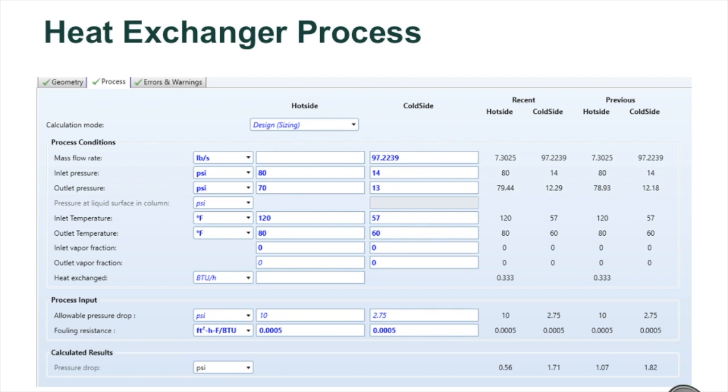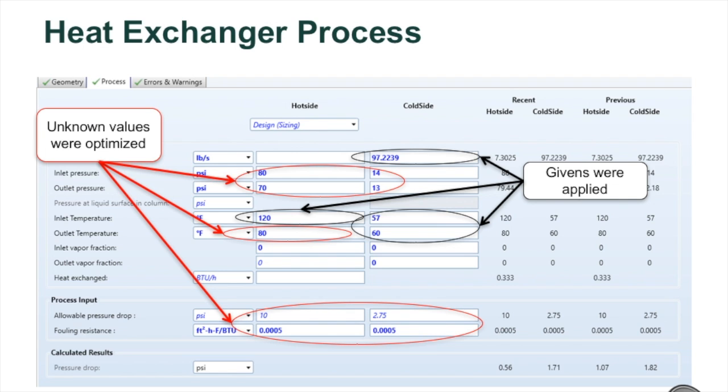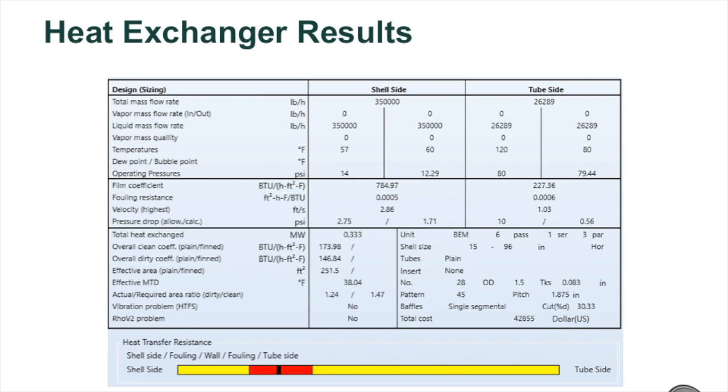During the heat exchanger process, we had to go to the process tab and put in design variables for the cold side fluid and the hot side fluid. We knew variables such as the inlet and outlet temperatures of the cold side as well as the mass flow rate, and on the hot side we knew the inlet temperature as well. Unknown variables were optimized to produce the highest efficiency and heat dispersed as well as the smallest pressure drops.